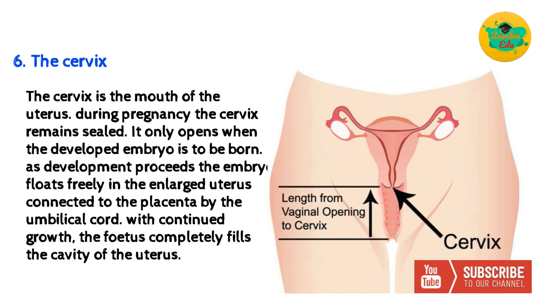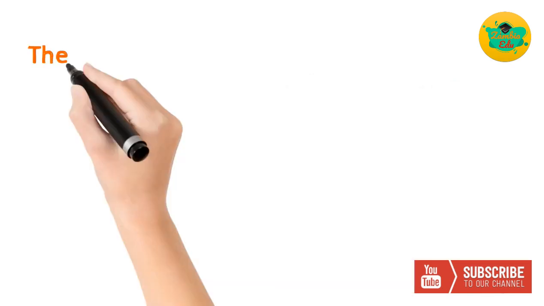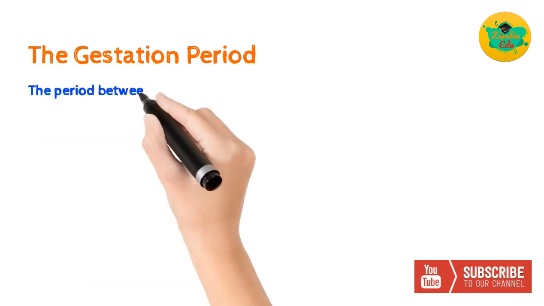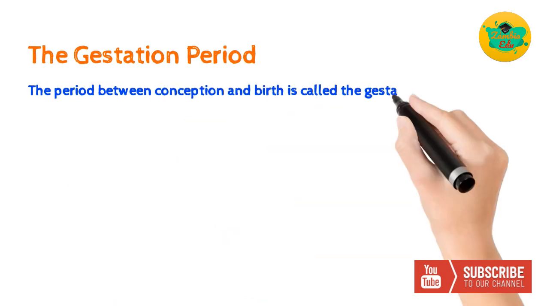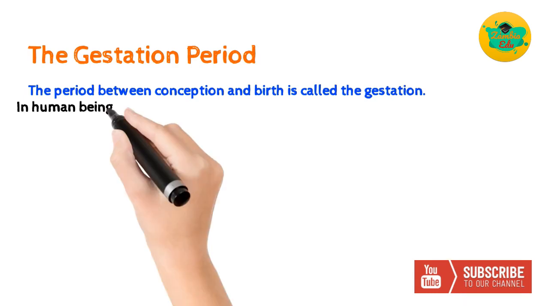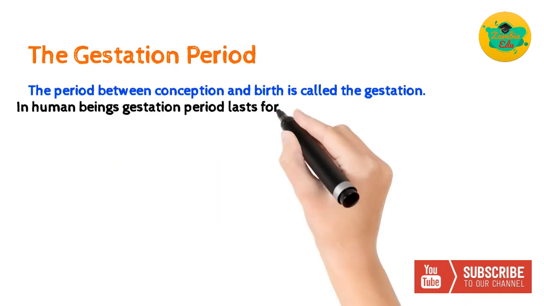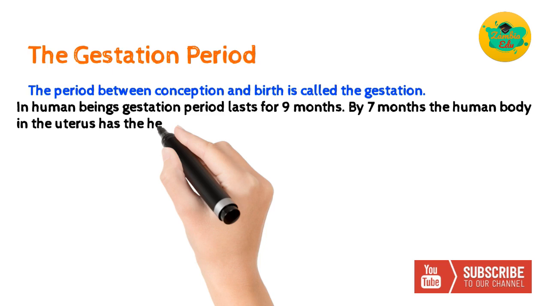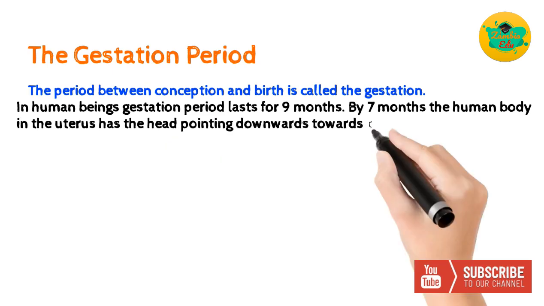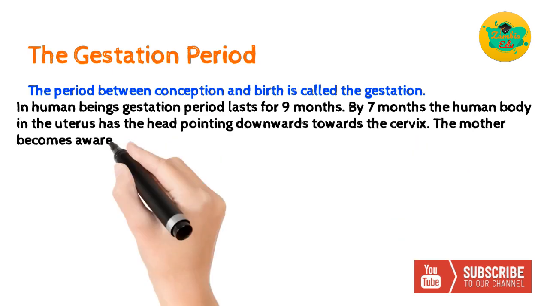Now we'll move on and I'll conclude by talking about the gestation period. The period between conception and birth is called gestation. In human beings, the gestation period lasts for 9 months. By the time it's 7 months, the baby in the uterus has the head pointing downwards towards the cervix.